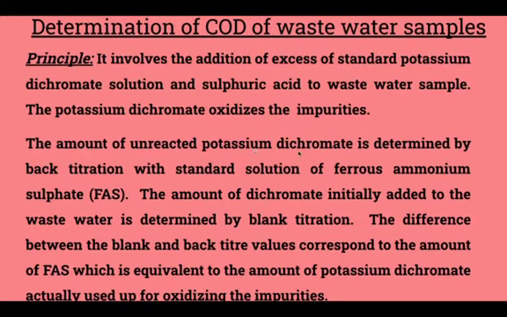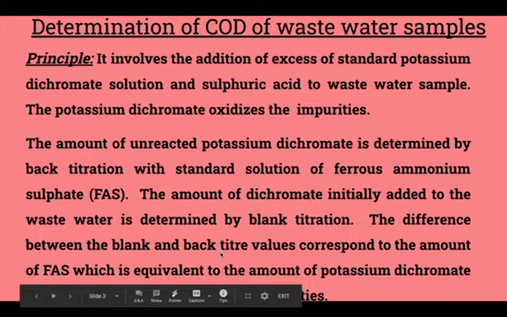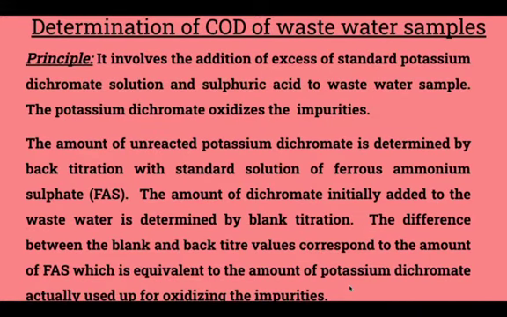The amount of unreacted potassium dichromate is determined by back titration with standard solution of ferrous ammonium sulfate. And the amount of dichromate initially added to the wastewater is determined by blank titration. That is, instead of wastewater, we'll take the same amount of distilled water and titrate it against standard solution of ferrous ammonium sulfate. Now, the difference between blank titration and back titration values will correspond to the amount of FAS that is equivalent to the amount of potassium dichromate actually used up for oxidizing the impurities.